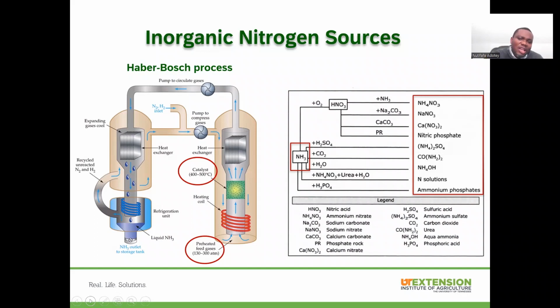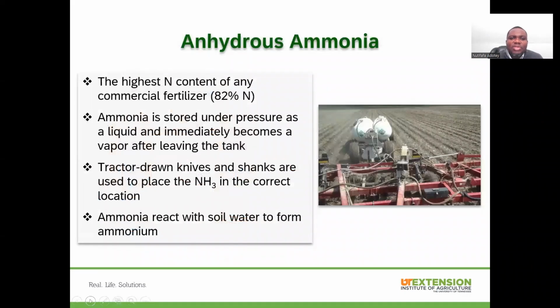That ammonia is the starting product used to produce a lot of nitrogen fertilizers. If you look at the chart to the right, for instance, if you want to get urea from the ammonia, all you have to do is add carbon dioxide. And we'll look at a few of the nitrogen sources.